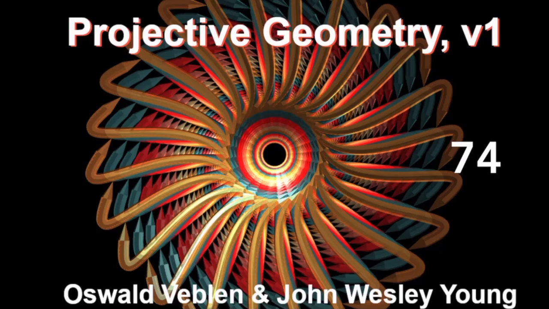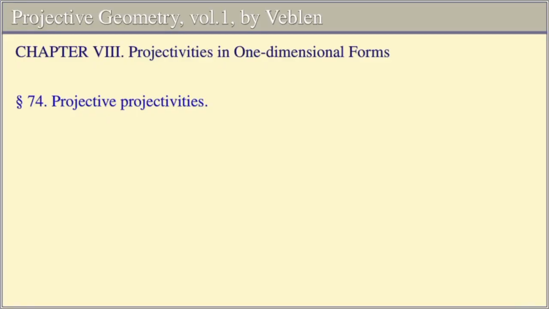Projective Geometry, Volume 1, by Oswald Veblen and John Wesley Young. Chapter 8, Projectivities in One-Dimensional Forms.